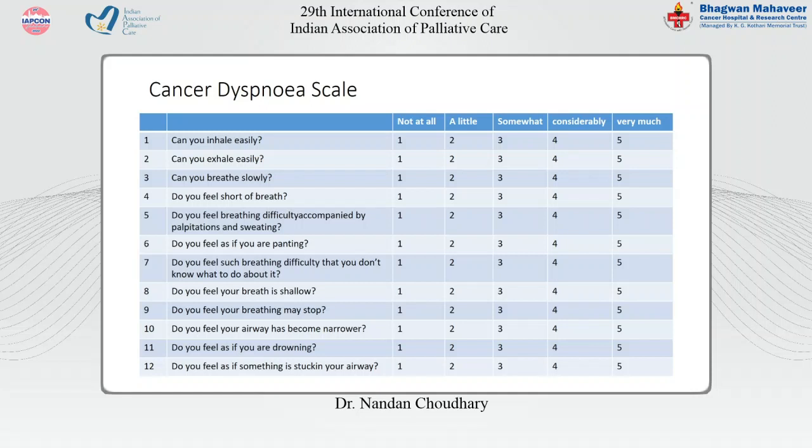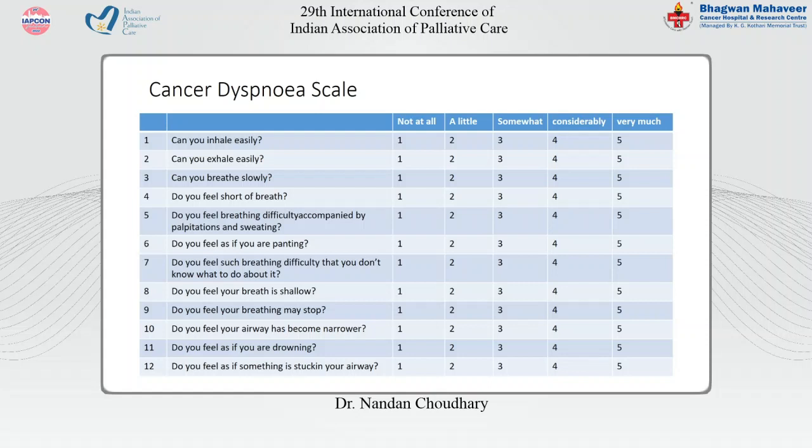So the patient can ask themselves whether they can inhale easily or not, and rate it. If they can't inhale easily at all, they mention 1. If they can inhale easily a little, then 2. Somewhat, then 3. Considerably, then 4. Very much, then 5. Can you exhale easily? Then again the same numbers, they can give against whatever they feel.